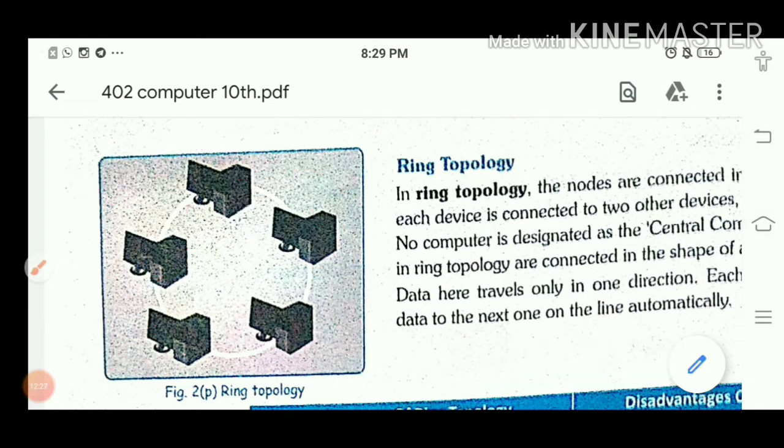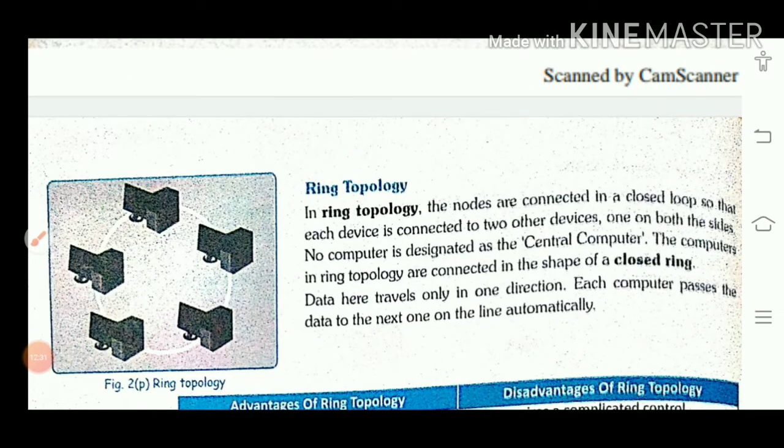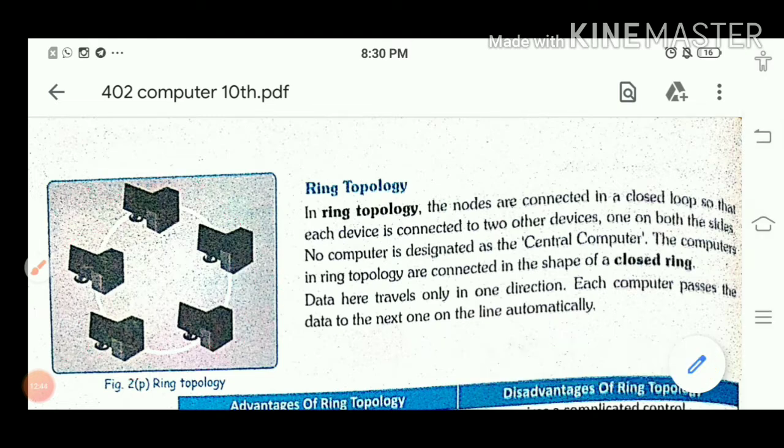Here data travels only in one direction. ठीक है. यहाँ पे क्या होता है? Data is always travelling in one direction. अगर suppose request उसने इस direction में follow किए तो data will come from this direction. So data will move always in one direction only. ठीक है. समझ में आया?